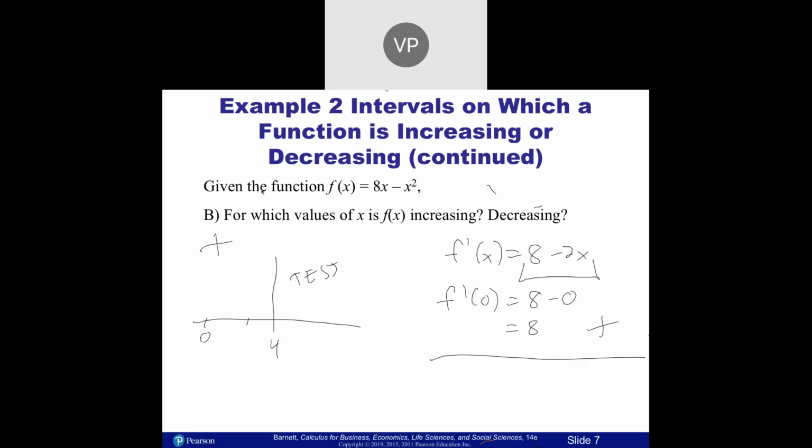Now we're going to test another number. Let's test 5. I need f prime of 5. I again plug 5 into that derivative above, and all I'm looking at is I get a negative, so I get a negative here. So that tells me that of these two graphs, it's going to be increasing on the interval up to 4, and then as soon as you hit 4, it's going to be decreasing.